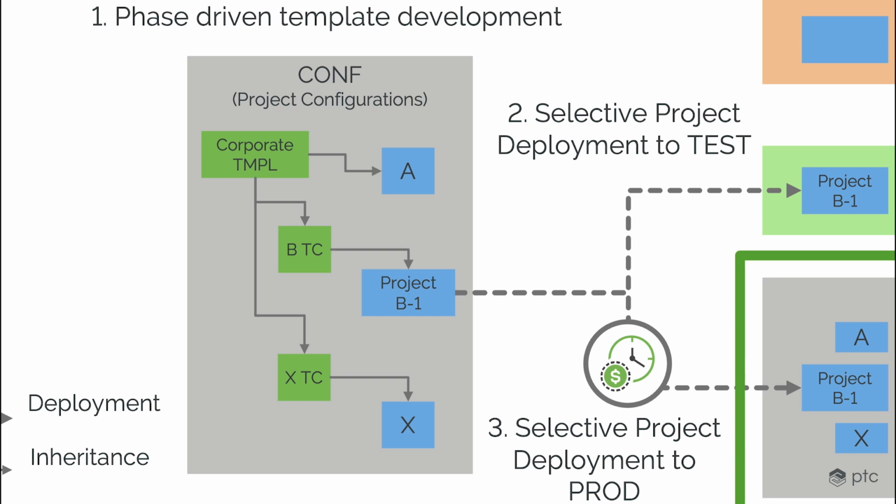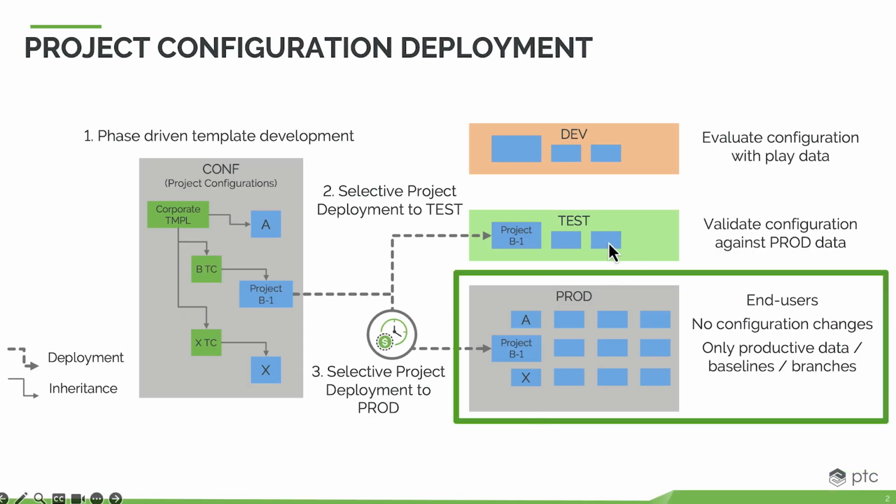The end-user projects would then be created in the configuration server, for example, project A, project B1 or X, and these are going to be further deployed to production and the test environments. In this production server, there would be no inheritance between projects, so every project in the production server would be separate and independent.